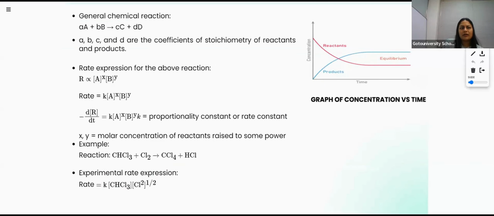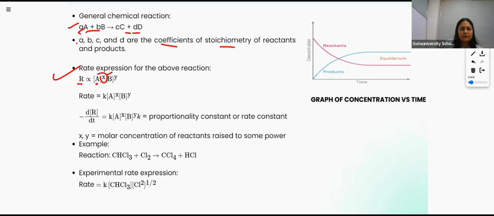Now here I have taken one example. This is a general chemical reaction, where a, b, c, d are the stoichiometric coefficients of the reactants and products. Now how do we define rate law? As I have told you, rate is directly proportional to the concentration of the reactants raised to the power of their stoichiometric coefficients.